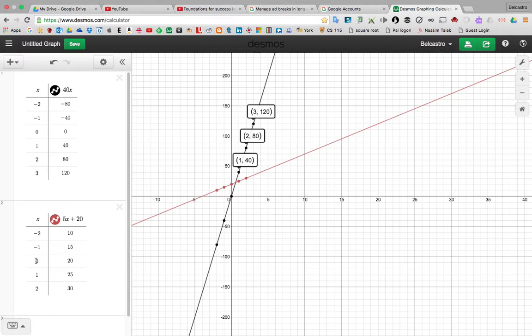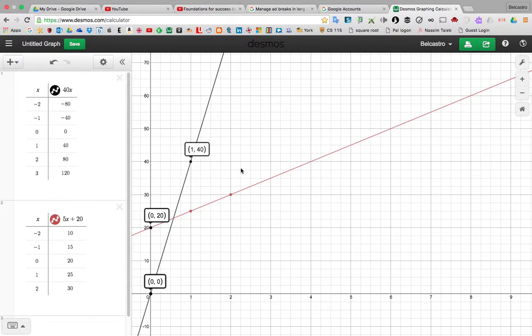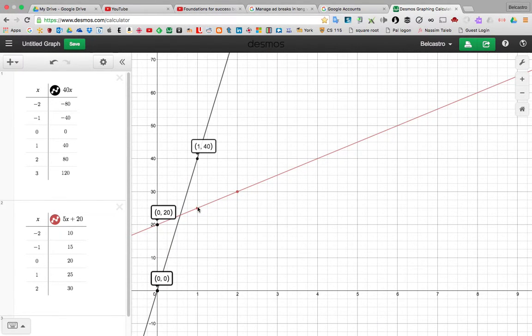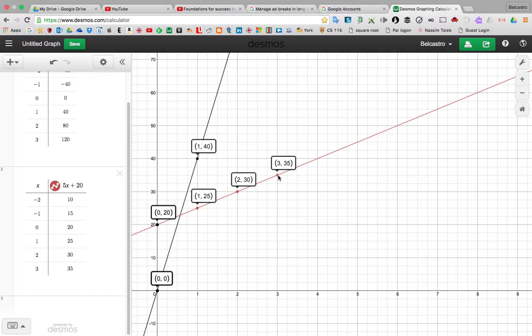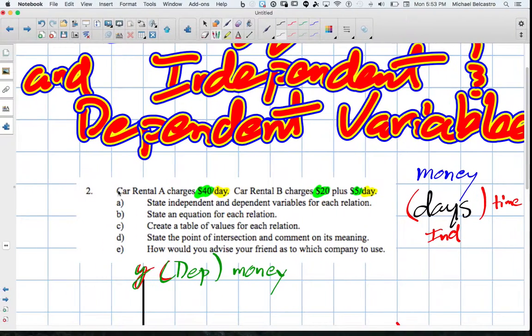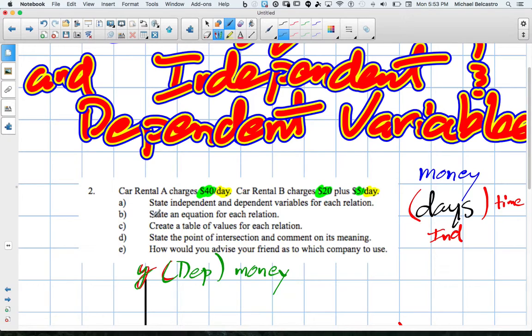So if we rent the car for 0 days, it costs us $20. A bit steep for that one company. Let's zoom in again. At 1 day, it's $25. At 2 days, it's $30. And at 3 days, it's $35. And in order to do that, all I did was plug in these values into the equation we created. Okay? So I know the order of questions here, they said state an equation.